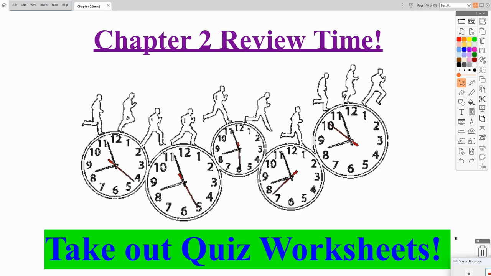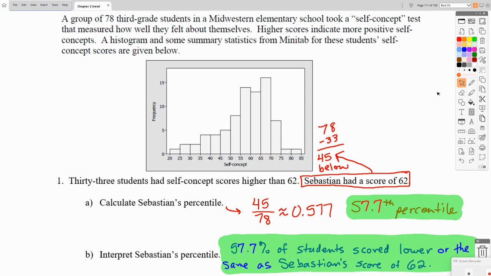All right, Chapter 2 review time. We're first going to take a look at the quiz worksheets that you all worked on in class yesterday. So number one, we had to figure out what was Sebastian's percentile. Sebastian had a score of 62, and we were told that 33 students had scores higher than 62.